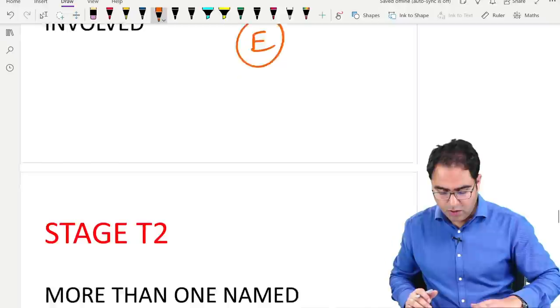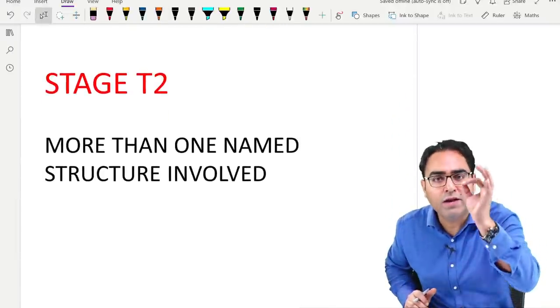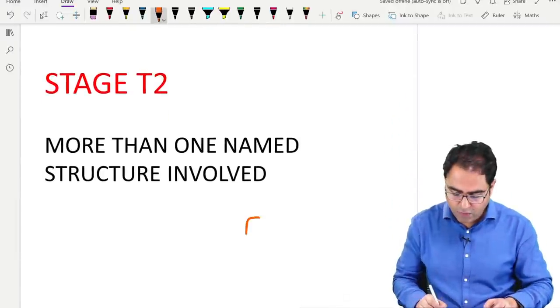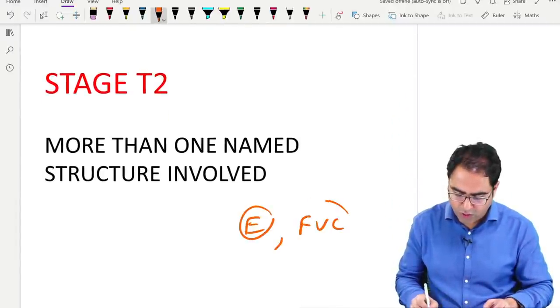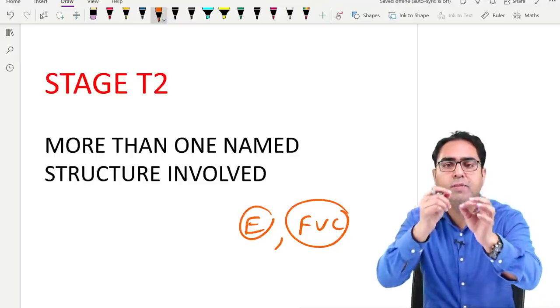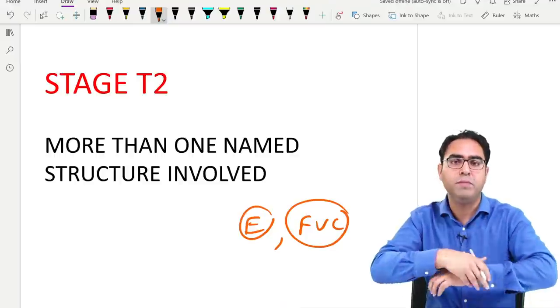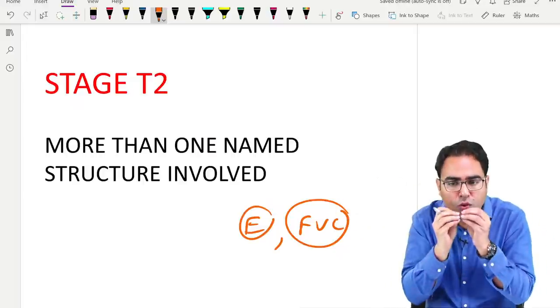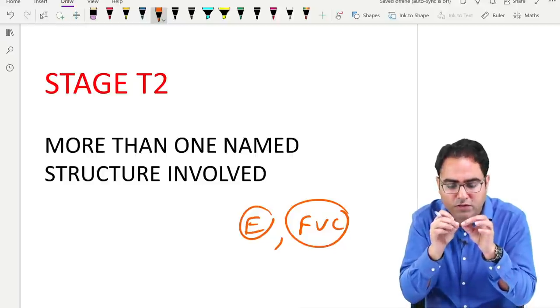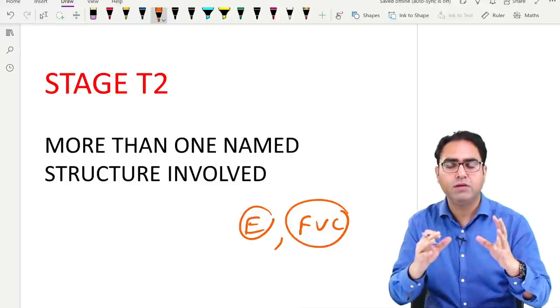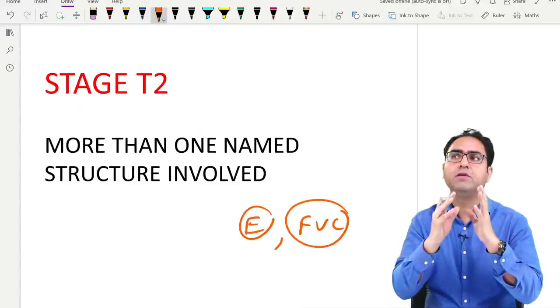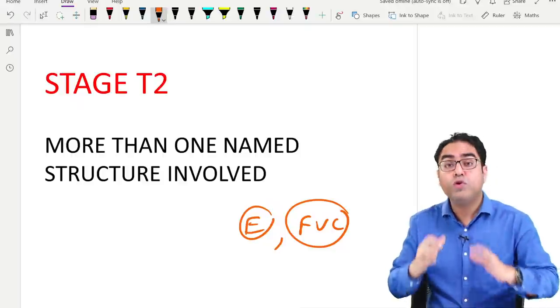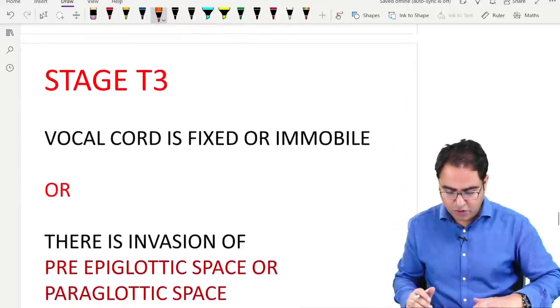Okay? T2, more than one named structure involved. Tumor involving epiglottis, comma, false vocal cord. If you read two different names in the MCQ, it's 100% T2, beta. Minimum it is T2. Generally, it's T2 and beyond. If you see two different structures, it is 100% T2 minimum, beta.